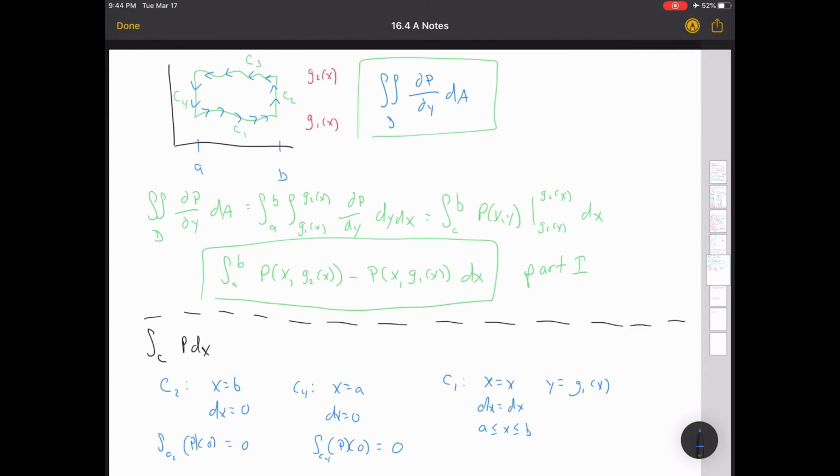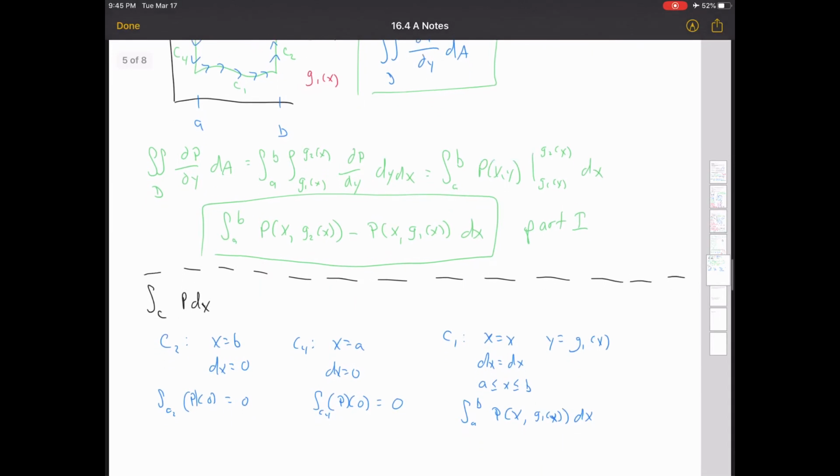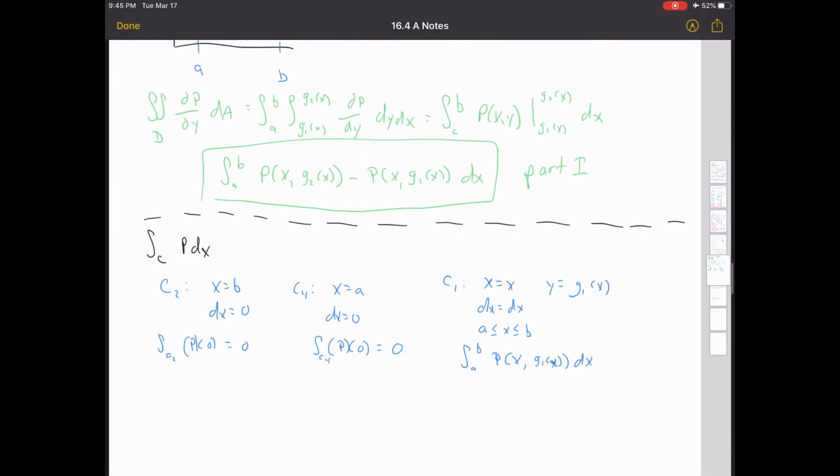So my integral becomes the integral from a to b of P, but P is a function of x and y, but we've decided to say that y is g1 of x, and dx is just dx. So now let's look at C3.